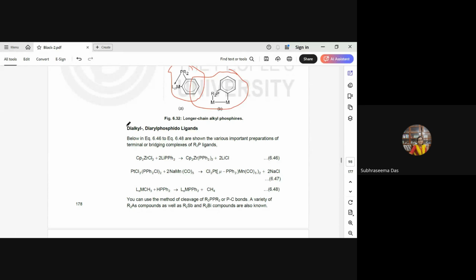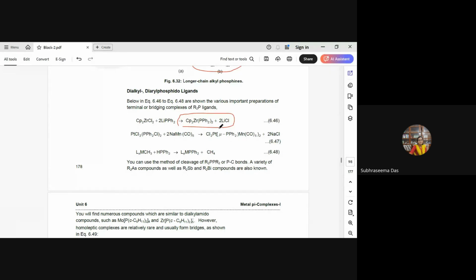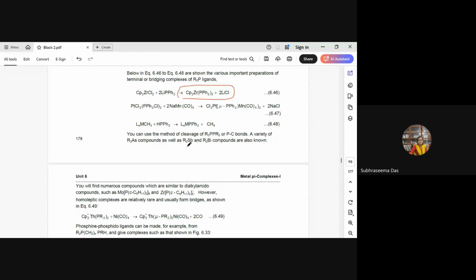Then coming to dialkyl and diaryl phosphido ligands. Here some of the equations for the various important preparations of terminal and bridging complexes have been shown. As you can see in equation 6.46, LiPPh2 forms the zirconium complex in this way. This method of cleavage of the R2P-PR2, or mostly the P-C bonds, is known, and it has been used to prepare various types of R2Sb and R2Bi compounds.